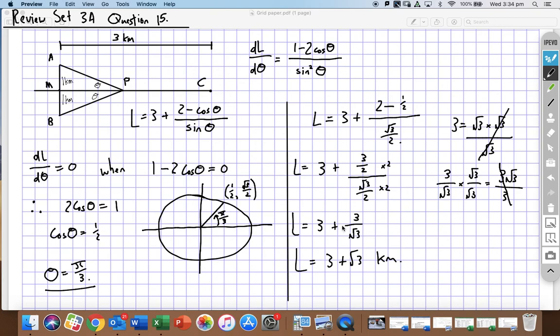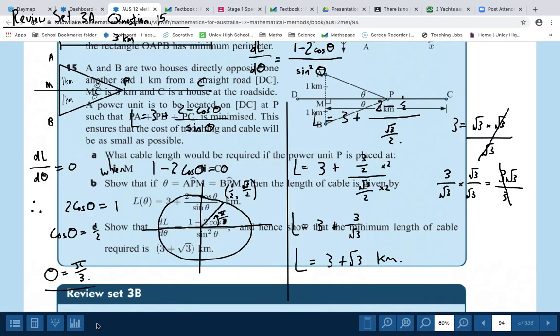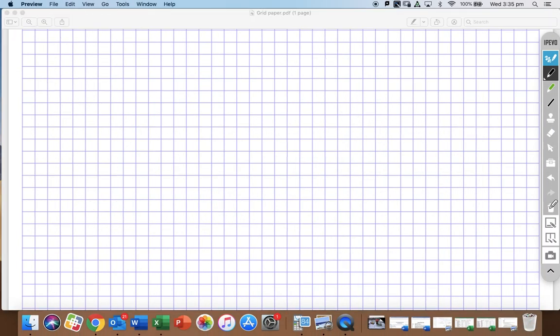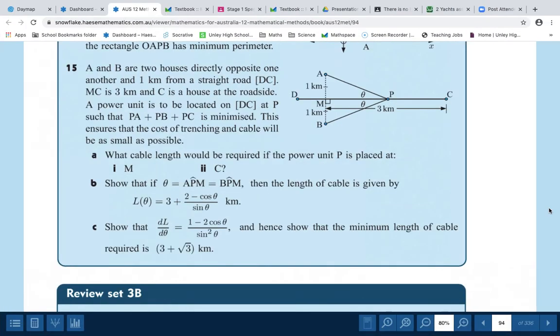Okay, now let's go and check, because this is one of those show that questions, isn't it? So if we, there we go. All right, the length, it's a little bit hard to see with all my writing. I'll just delete that for a minute. So show that the minimum length required is 3 plus root 3. Done.